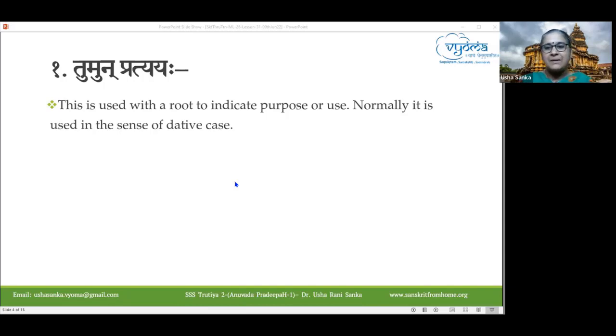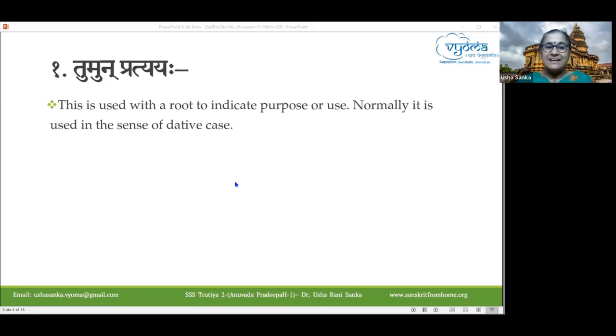For example, Ramaya Namaha. So how will you change it to tumun? Ramaya Namaha. Rama is not a verb, isn't it? It's a noun. But how do you know that action words are taken? Like I am going to eat. Okay, I am going somewhere to eat. So we will change it into noun form. Action nouns. So some action words, when changed to noun form, will get the chaturthi.